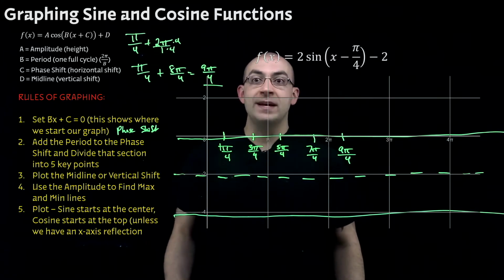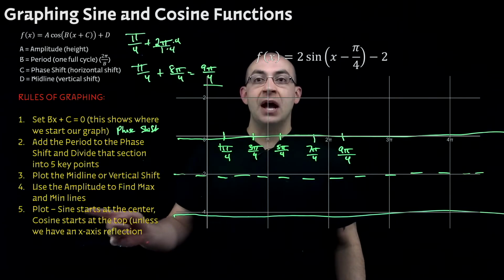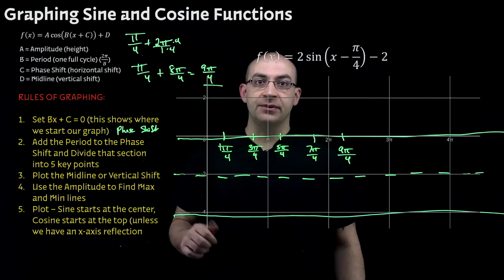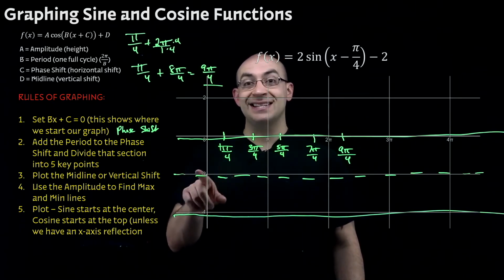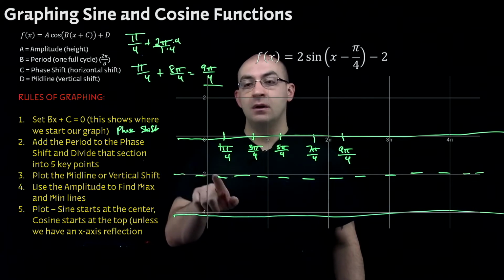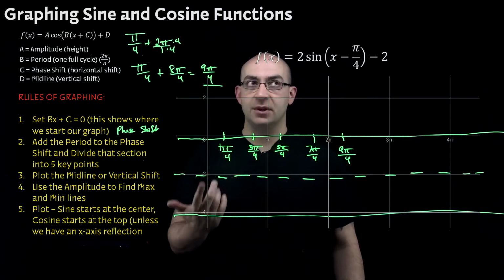So now we can actually start to plot some points. And this part's way simpler than it might seem. Sine starts at the center. It's a really good rule of thumb. This is a sine function at its parent. So sine starts in the center, meaning the midline. Now, we are not going to make a point at 0 because there was a phase shift. That's why our 5 key points are so key.